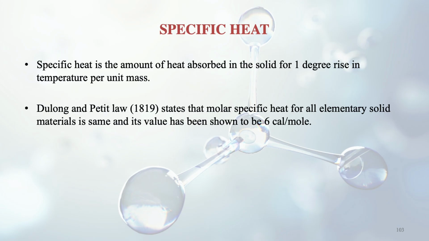There were two scientists, Dulong and Petit. They gave a law in 1819 that states that the molar specific heat for all elementary solid materials is the same, and its value has been shown to be around 6 calorie per mole. You must have studied the molar term in chemistry, atomic weight is there. So according to that, all elements have the same specific heat. But when we come to terms of kg or grams, then the specific heat will vary.